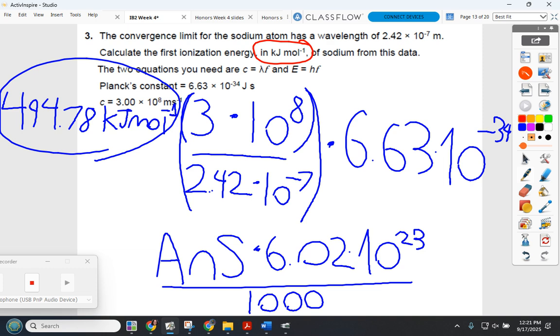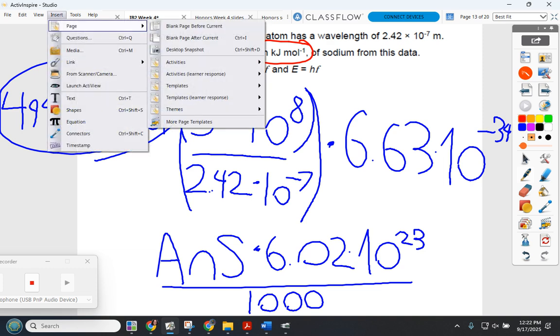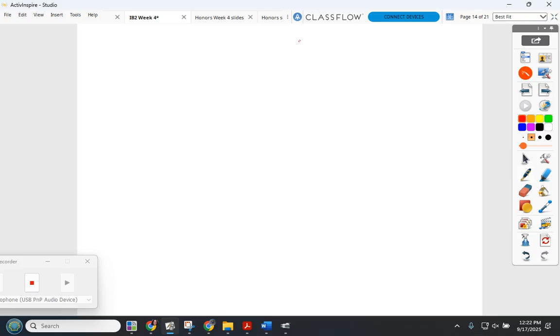So you had to multiply by Avogadro's number, and then because our Planck's constant is in joules, but we're being asked to give it in kilojoules, we had to divide by 1,000 in the end. Okay. If you are ever uncertain about something like this in terms of the units, you can always either write the equation out with the units in every part of it, or you can write a little equation that just has the units, right?